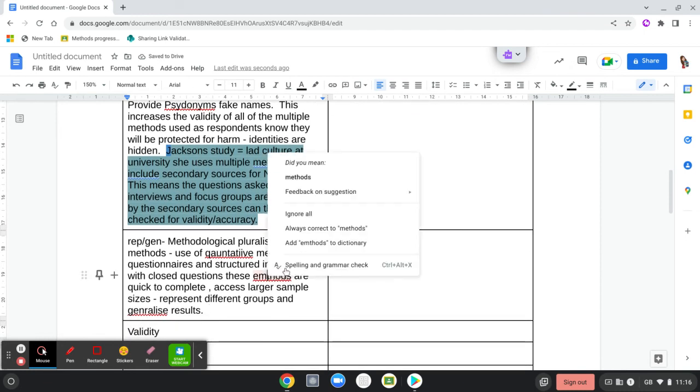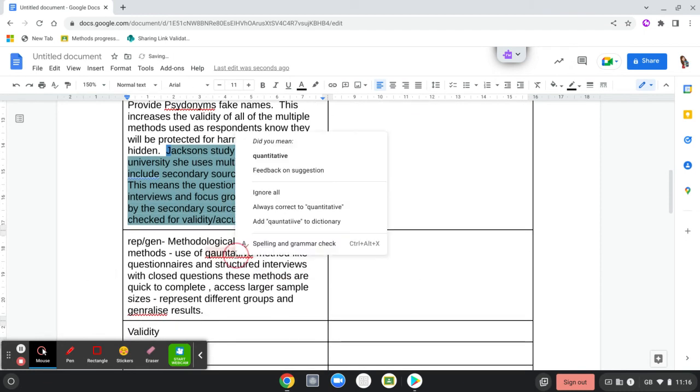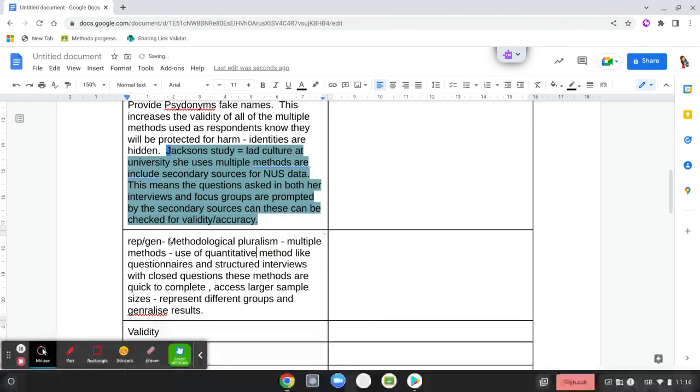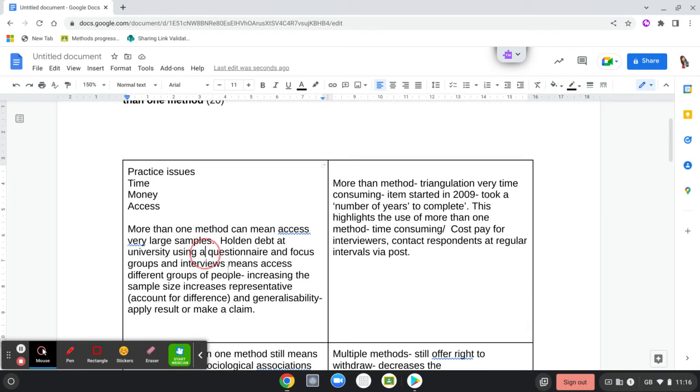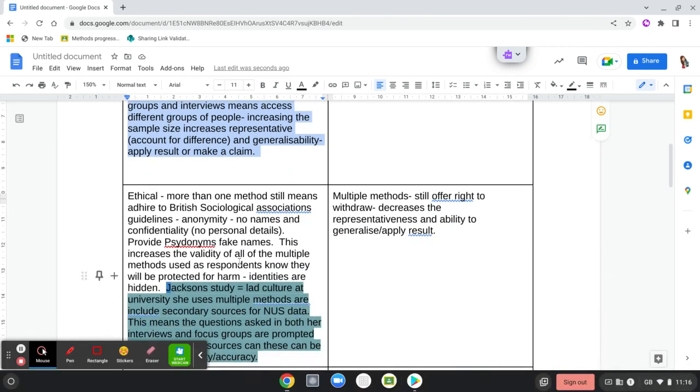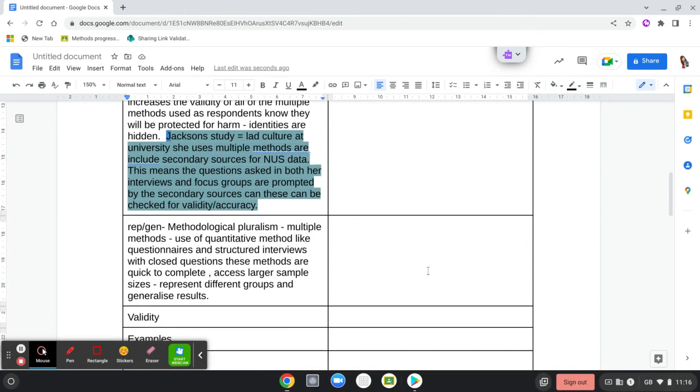I don't feel like I need to bracket those terms. I think I've covered that already. I am kind of repeating my point, but I'm linking it to the methodological pluralism and the quantitative elements of methodological pluralism. And I've just developed it. It's the closed questions that make it quick, that make it much larger, that make it more representative. I've referenced larger samples here because you're doing more than one method, so you're more likely to capture more people. So it's a slightly different point, but still coming back to rep and gen. Hope that makes sense. Okay, so we've got rep and gen that side.